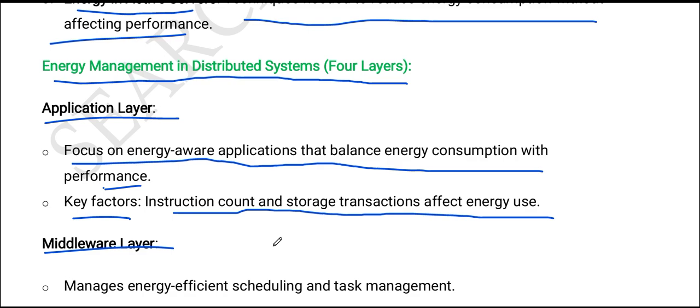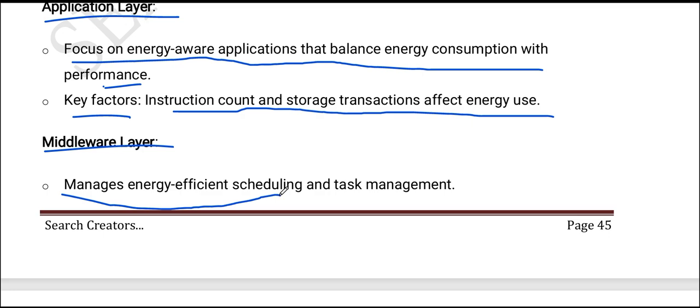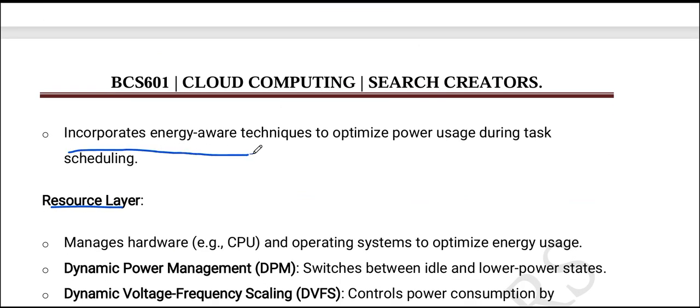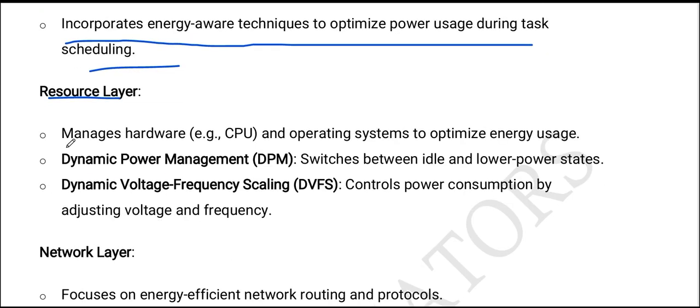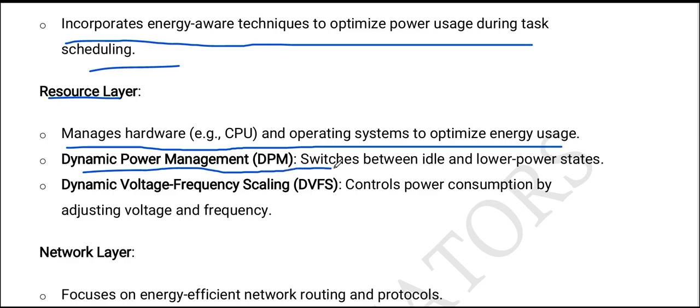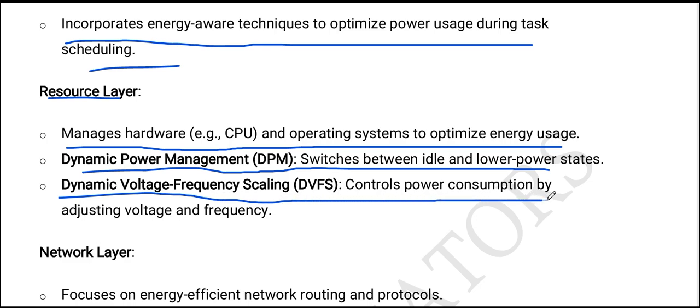Middleware layer: it manages energy efficient scheduling and task management, and incorporates energy aware techniques to optimize power usage during task scheduling. Next is the resource layer. It manages hardware, for example CPU and operating system, to optimize energy usage. Dynamic power management, which is DPM, switches between idle and low power states. Next is dynamic voltage frequency scaling, which is DVFS, which controls power consumption by adjusting voltage and frequency.